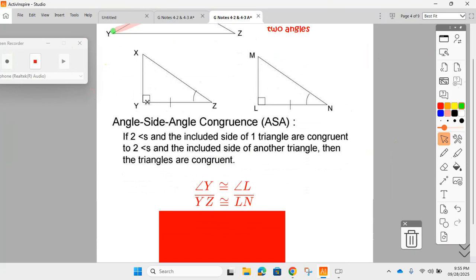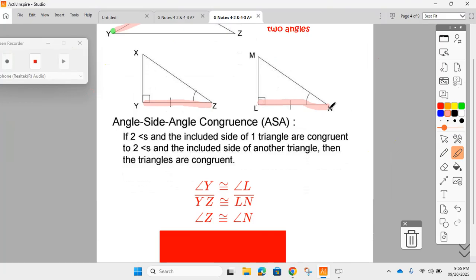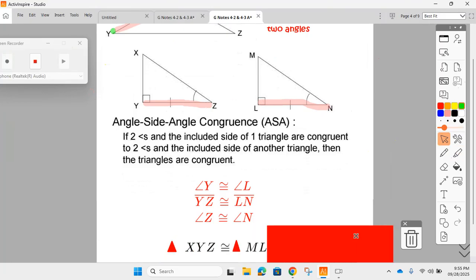We have side YZ is congruent to side LN. And we have the other angle that includes these sides. Angle Z is congruent to angle N. So we can see here the side that is marked congruent is the side that connects the two angles that we know are congruent. So now we can say that our two triangles are congruent. Triangle XYZ should be congruent to triangle MLN.